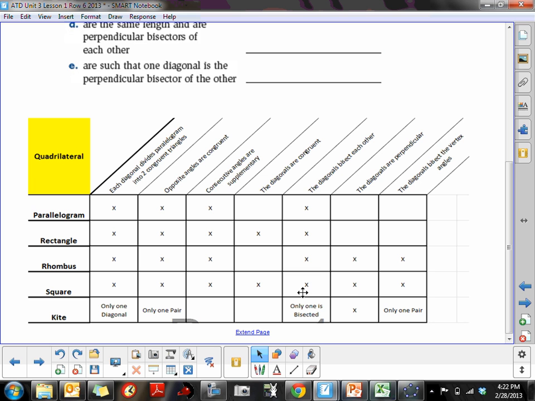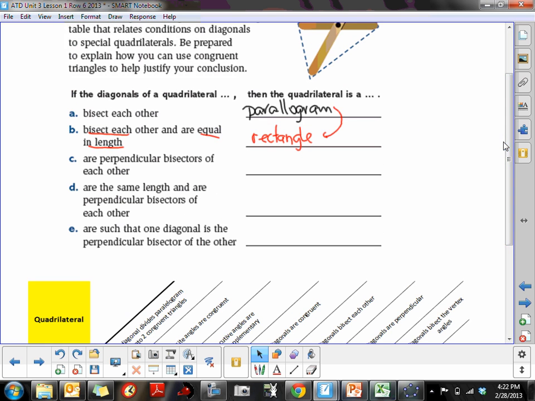We can't say that it's a square for sure because we still don't know if the diagonals are congruent. So there's some added stuff in here that I would be assuming if I put it down that it was a square. So in this one, we want to reply that it's a rhombus.